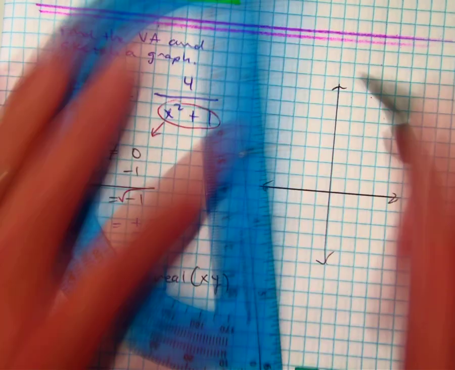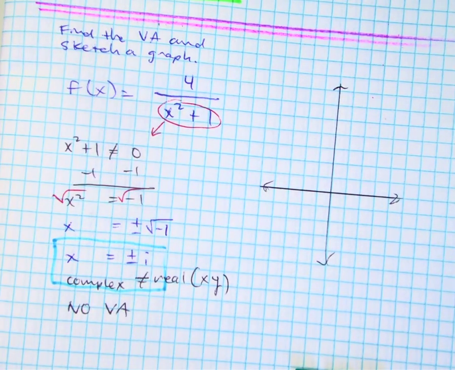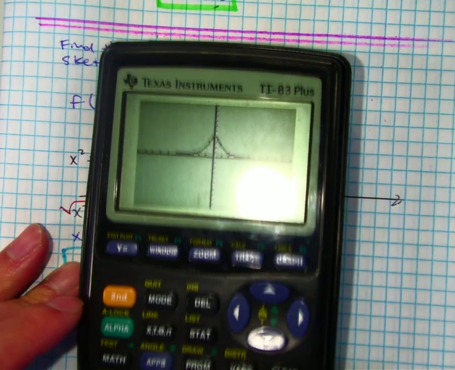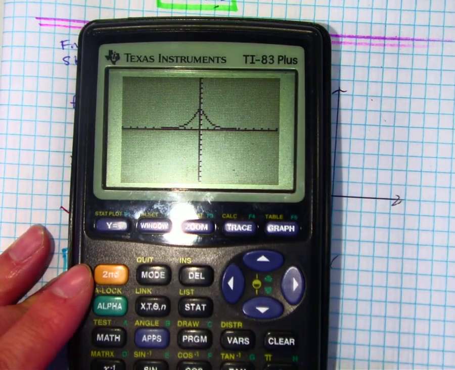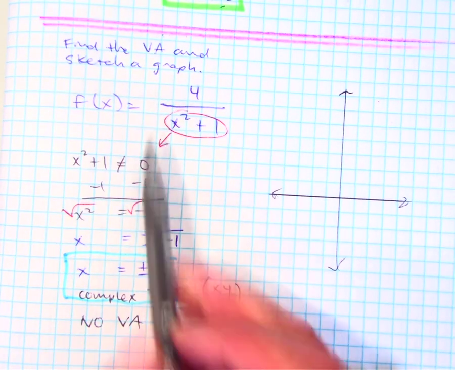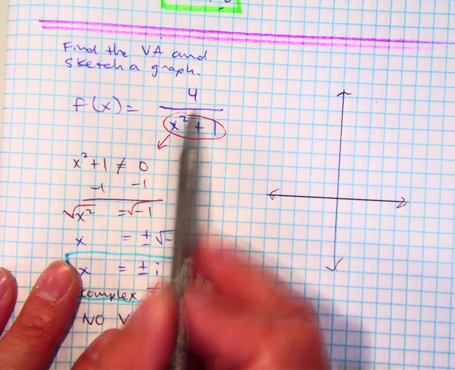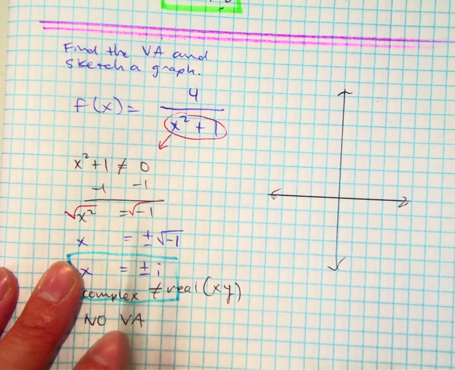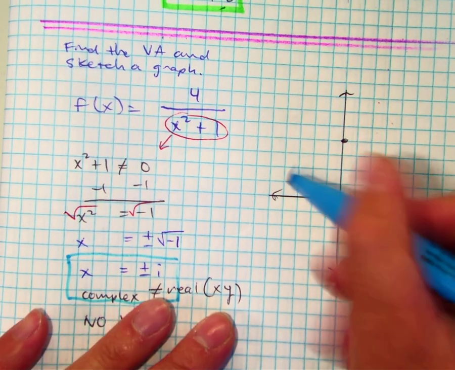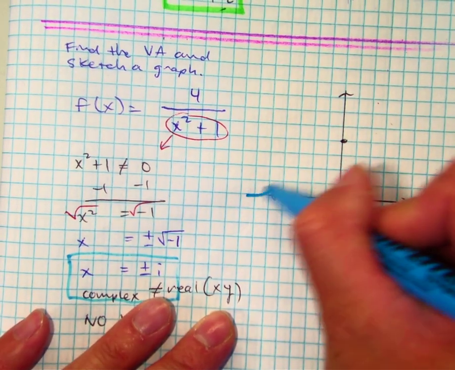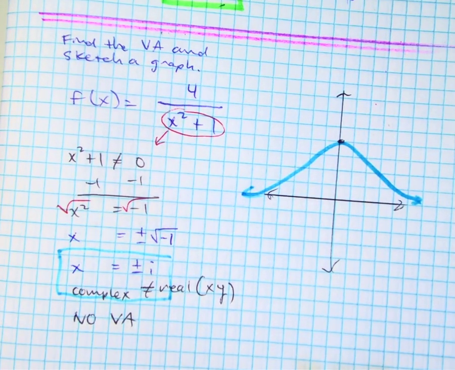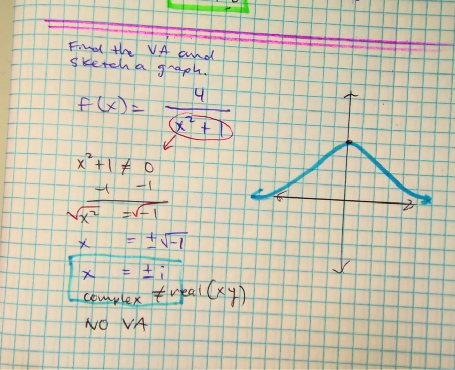the graphical representation verifies that. If you graph it here, do you guys see any vertical asymptotes? No. If you put in 0 for x, 0 squared is 0, 0 plus 1 is 1, 4 over 1 is 4, so you have a y-intercept there. And your graph looks something like this. And in this problem, there is no vertical asymptote.